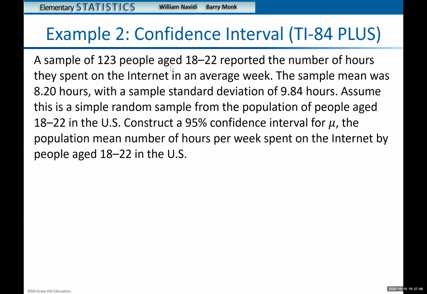Thank you. So based on this problem, what data do we have? We have a sample of 123, meaning this is your n. The reported number of hours is spent. The sample mean is 8.20, meaning this is your x bar. The sample standard deviation, this is s, 9.84. And you need to construct a 95% confidence interval for mu.